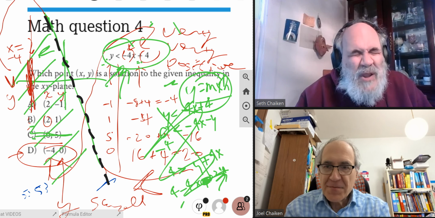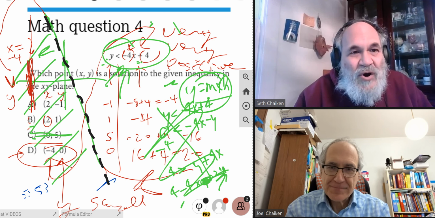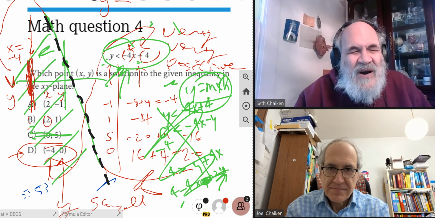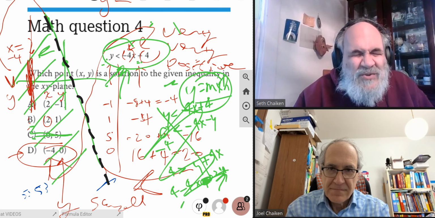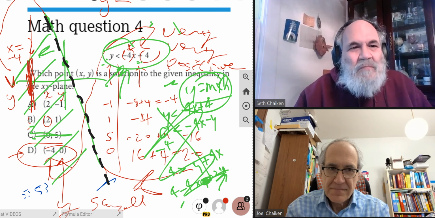Those below. It's below because we're looking at y as below. The points x, y that satisfy the inequality are those for which, in the y vertical direction, we are below.